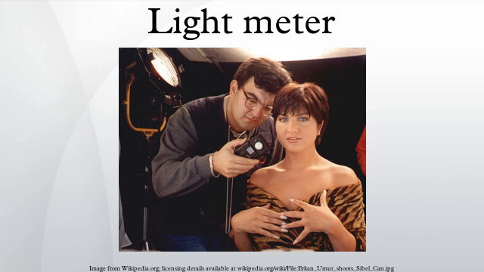For incident light meters, camera settings are related to ISO speed and subject illuminance by the incident light exposure equation, where E is the illuminance and C is the incident light meter calibration constant.